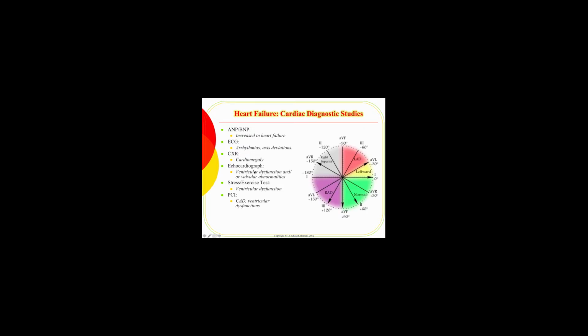The other one, ECG, we may see cardiac arrhythmia again, or axis deviation as a result of increase in the size of the ventricles. Chest X-ray, you may see cardiomegaly, see the heart is big or getting bigger. Echocardiogram, again, you can see if there's any abnormalities in the blood in the ventricles, and so on. Okay.